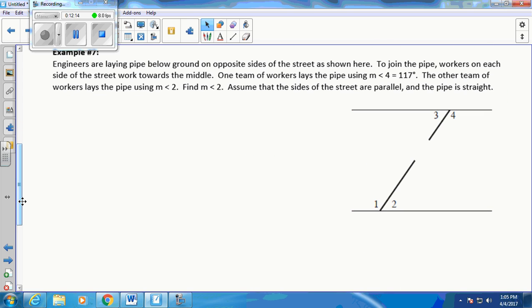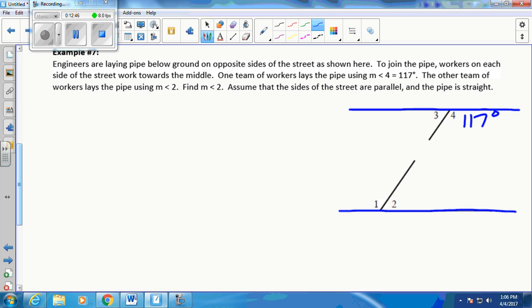And then question number 7 says that engineers are laying pipe below ground on opposite sides of the street as shown here. To join the pipe, workers on each side of the street work towards the middle. One of the workers lays the pipe using a measure of angle 4 is 117 degrees, so I'm labeling this as 117 degrees. The other team of workers lays the pipe using the measure of angle 2, and we need to find the measure of angle 2. Assume that the sides of the street are parallel, so this side is parallel to this side, and that the pipe is straight. So I'm just going to extend the pipe from here to here, so that means that I've now created a transversal that is cutting those parallel lines.